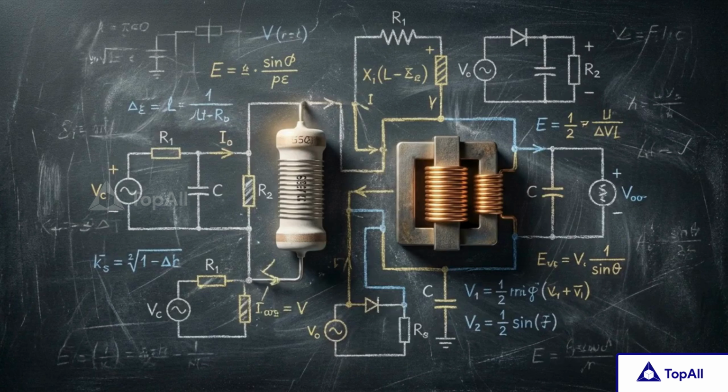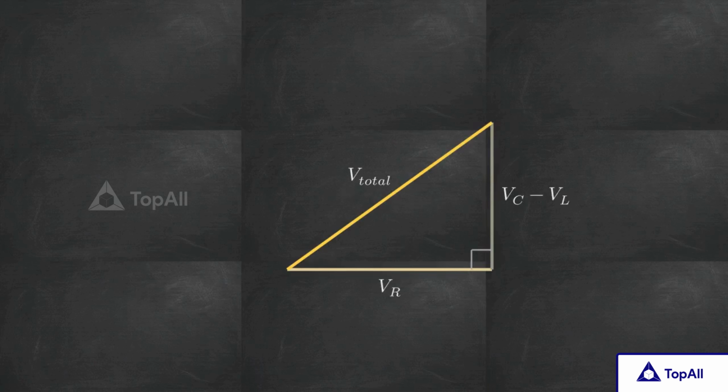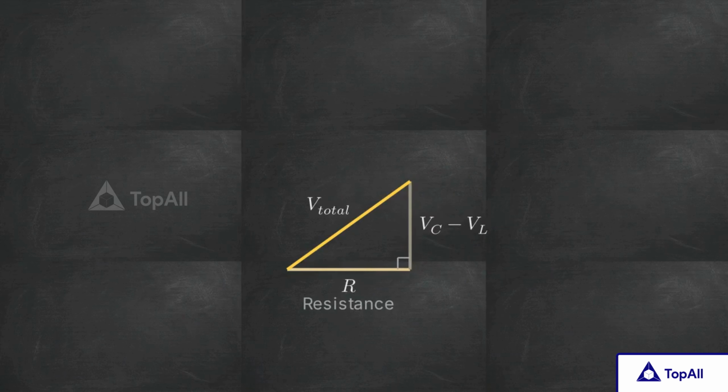This triangle also reveals how the circuit restricts current flow entirely, a property known as impedance. Impedance is the total equivalent resistance of an AC circuit, accounting for both standard friction and time-delayed reactance. If we divide every side of the voltage triangle by the current, we scale it down into the impedance triangle. The horizontal base becomes resistance, the vertical side becomes net reactance, and the hypotenuse becomes the total impedance, labeled Z.